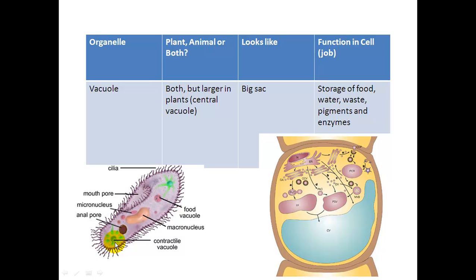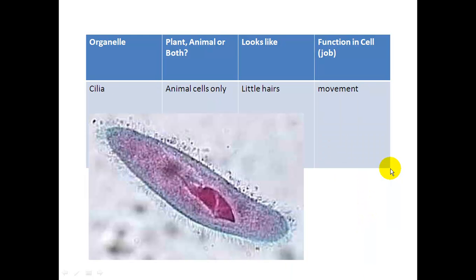And there's different types of them for an animal cell. Like this food vacuole is going to store food, and this vacuole's main concern is pumping out excess water that the organism got. This is a paramecium here, which is a protist. Okay, so it is the storage of food, water, waste, pigments, and enzymes.